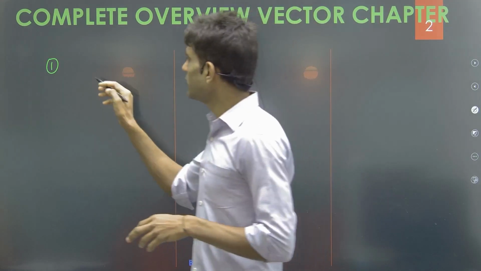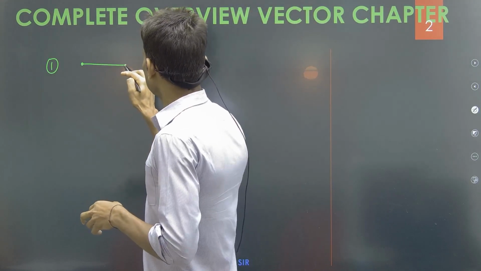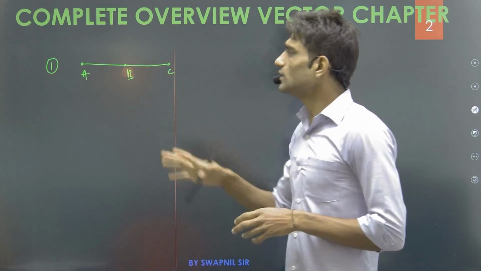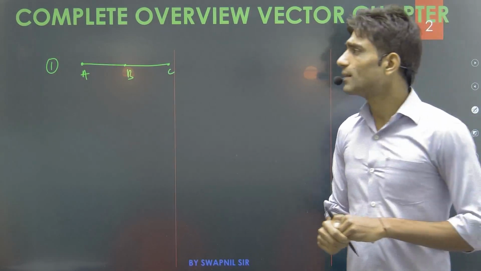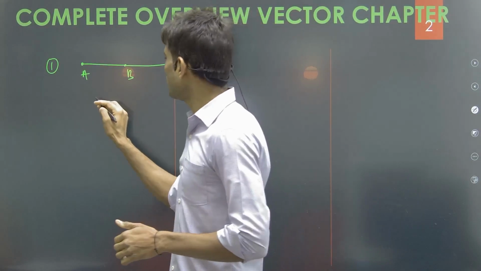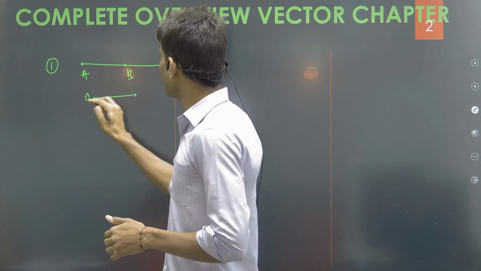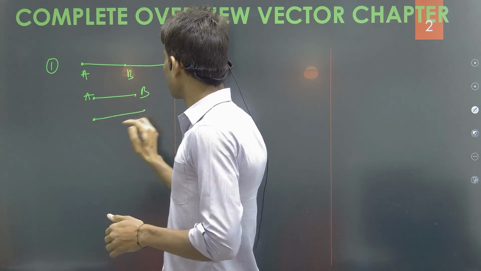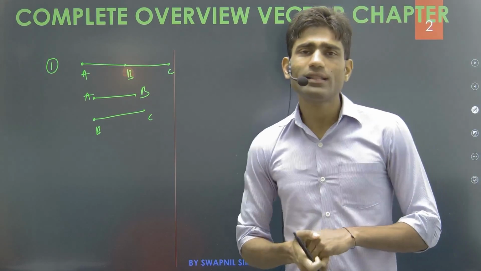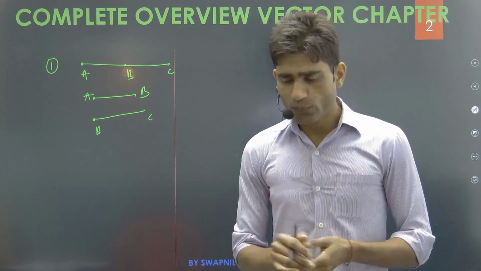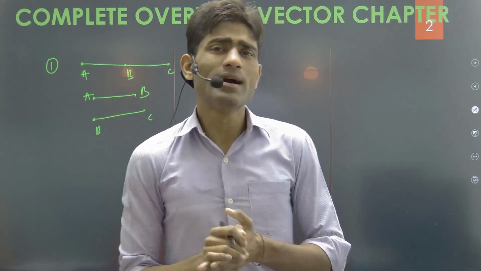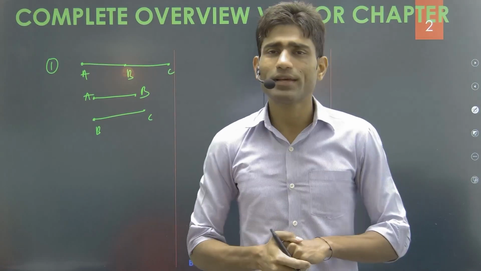Collinear vectors means vector AB and vector BC both need to be in the same line. So if vector AB and vector BC are parallel, then we consider them collinear. If you want to show that two vectors are collinear, then we show that one vector is a scalar multiple of the other vector. That condition we prove here.